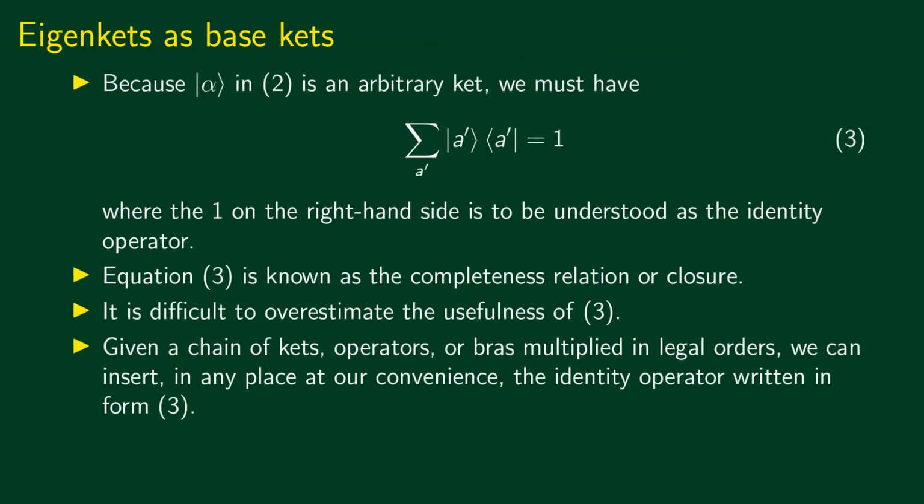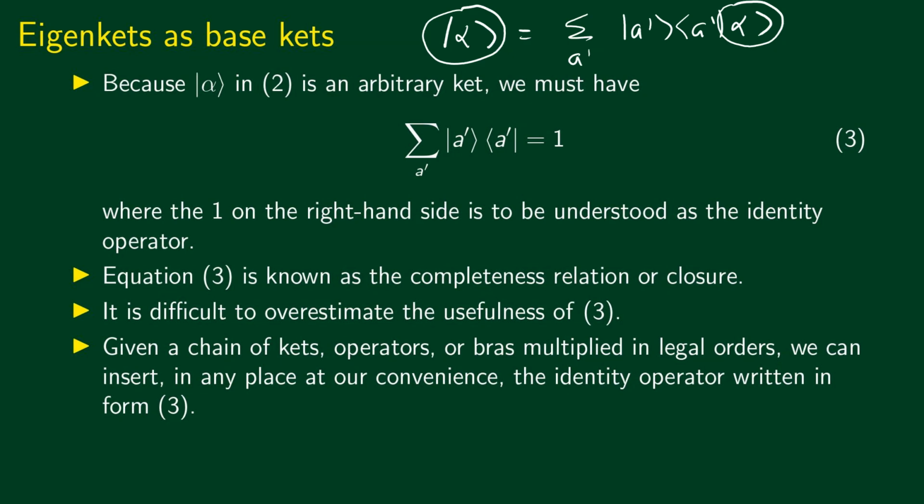Now, because ket alpha in equation 2 is an arbitrary ket, we must have... So this is the equation we have. The equation 2 I'll write here. We had ket alpha is equal to sum over A prime, ket A prime, bra A prime, ket alpha. All right. So we have got a ket alpha here, and we have got the same ket alpha here also.